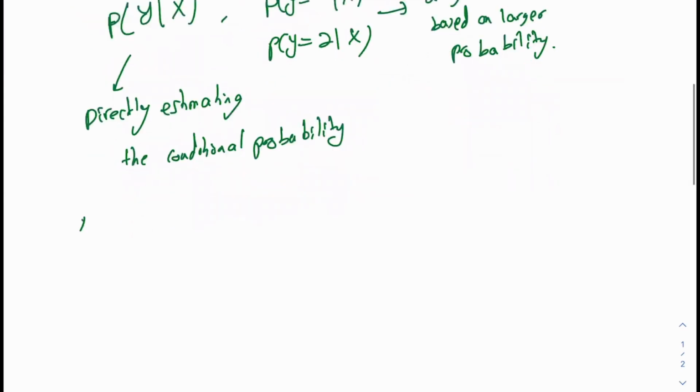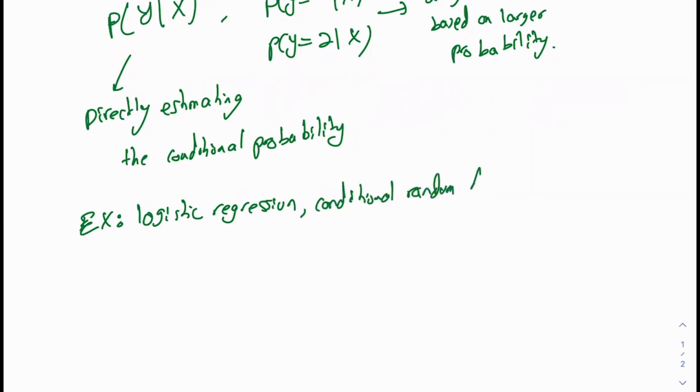Some examples of discriminative models are logistic regression, conditional random fields, and traditional neural networks, like the MLP, multi-layer perceptron. They are built for classification. They are built for finding the optimal decision boundary. That's what they do.